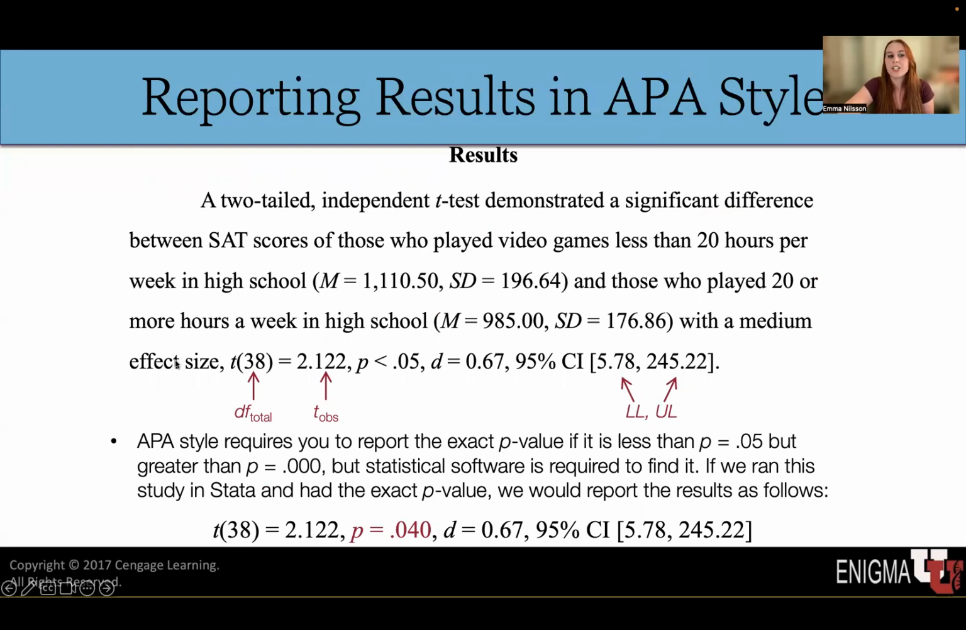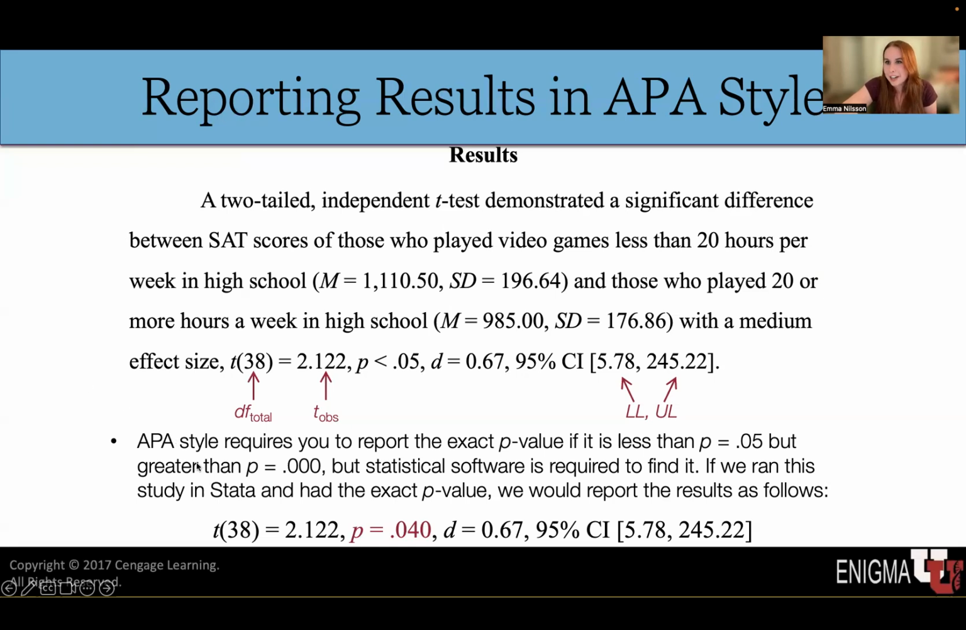And those who played 20 or more hours a week in high school, we give the statistics of that sample with a medium effect size. Remember, we figured that out with our Cohen's d and our r squared. You give your t critical value, and within your t value, you'd say what your degrees of freedom were. You say your alpha level here, and then you give your Cohen's d, and then you state your confidence interval here.